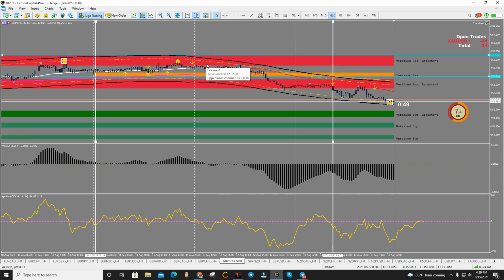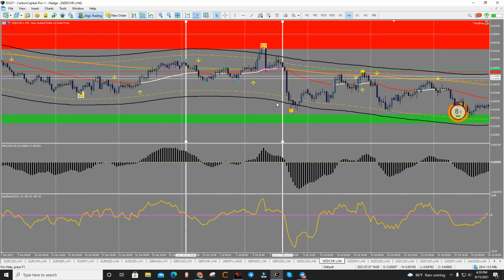So you take that consolidation. After consolidation, in general, is a big move, right? So it consolidated here, it broke out here. Well, if you were conservative, you'd have broken out right here. But in either case, you got that move, right? So let's go now and look at NZD Chef on the 4 hour.